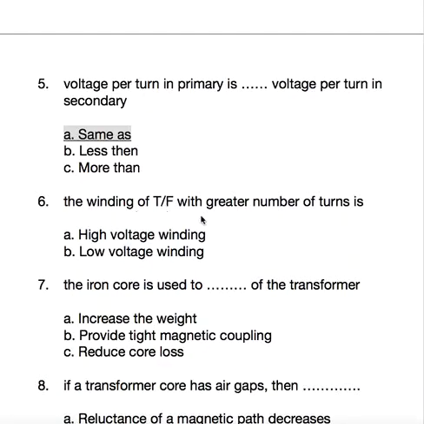the winding of a transformer with a greater number of turns will be the high voltage winding, because as I showed in the example, 11 kV will have more turns than the 240 V.